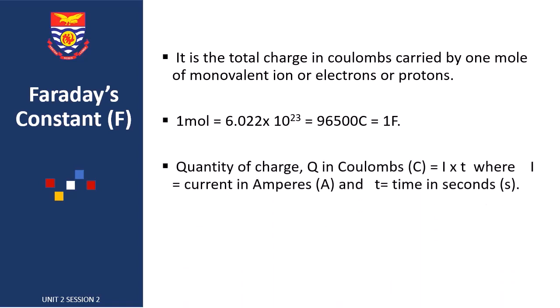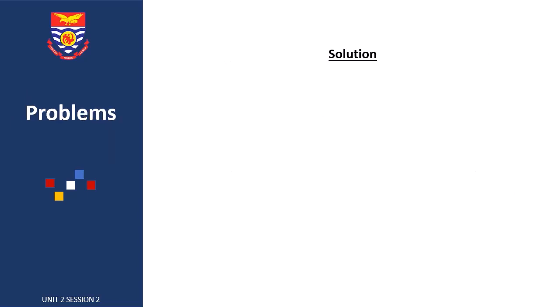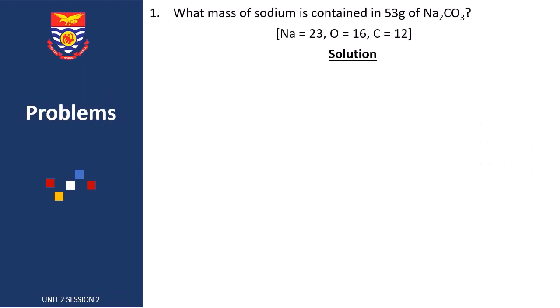Quantity of charge, the column that we have mentioned there, is given as current times time. Current, capital I, and then times small t. But the unit current is measured in amperes, and then time in seconds. So we can take a problem, so we have done all these things.